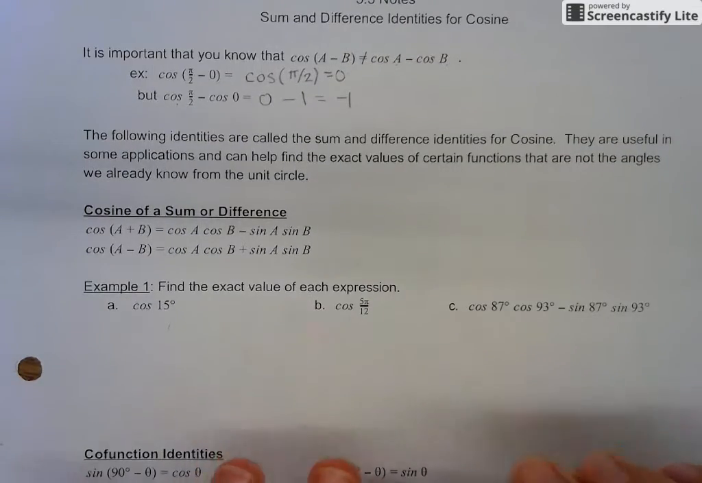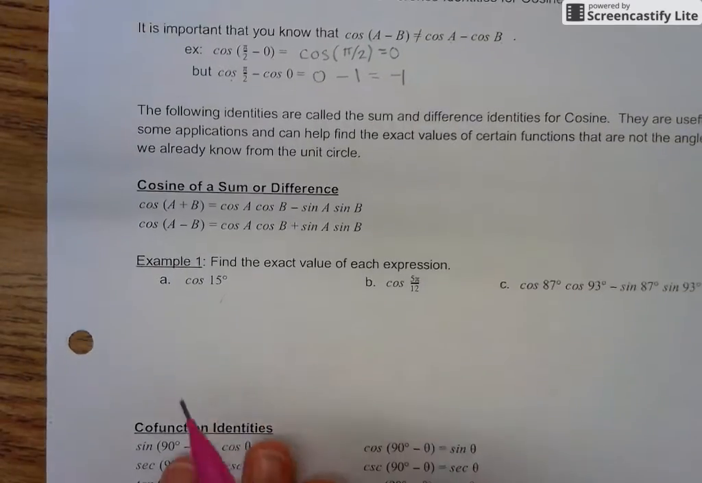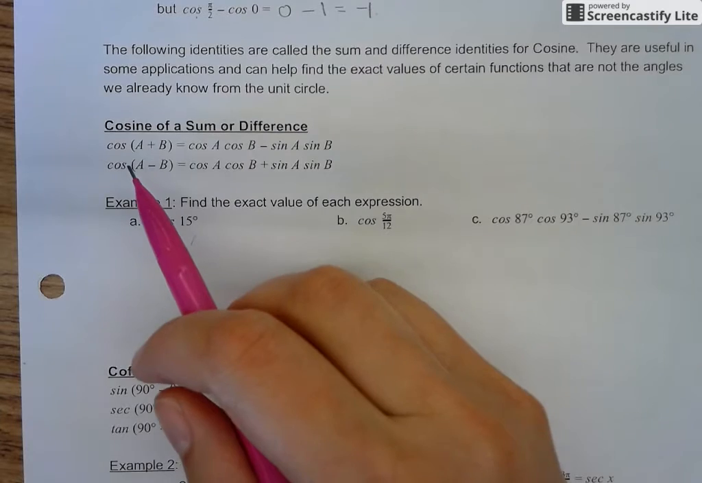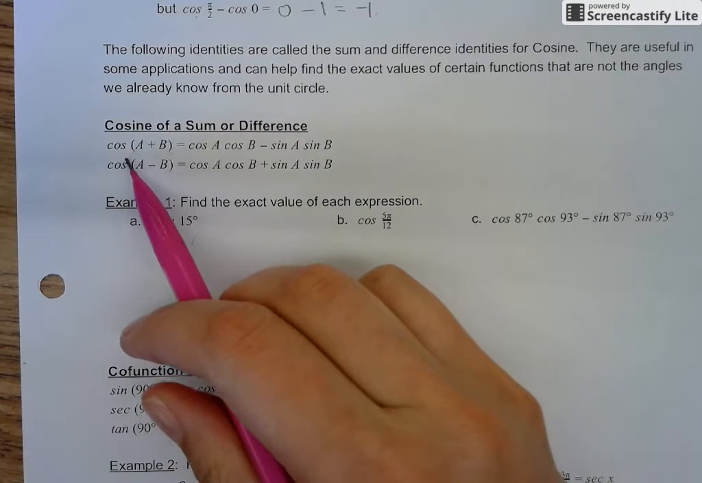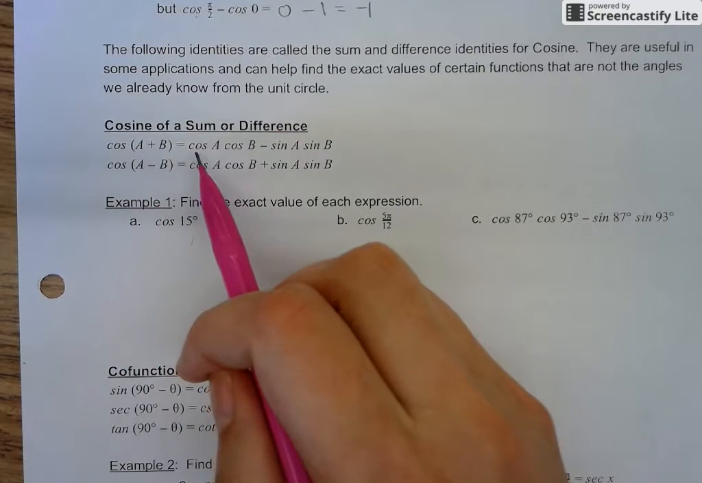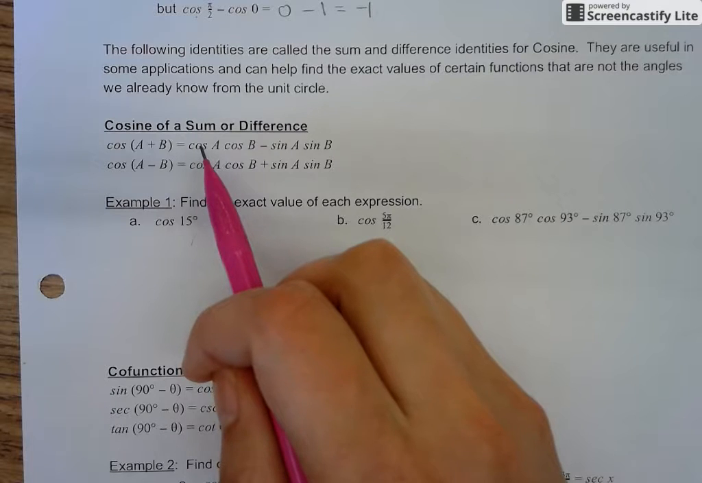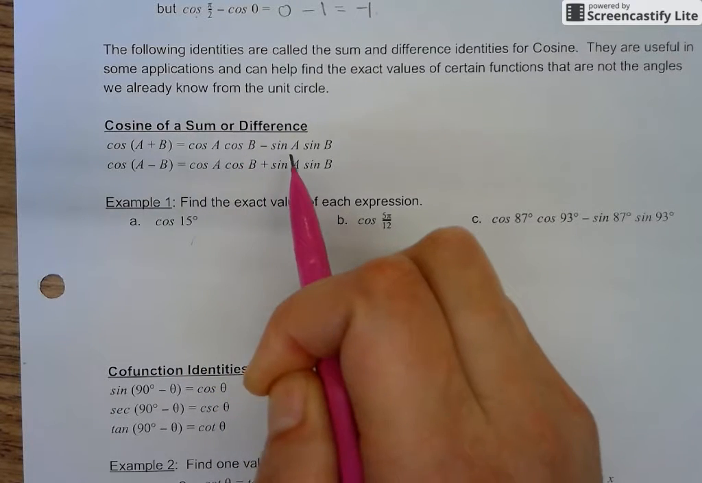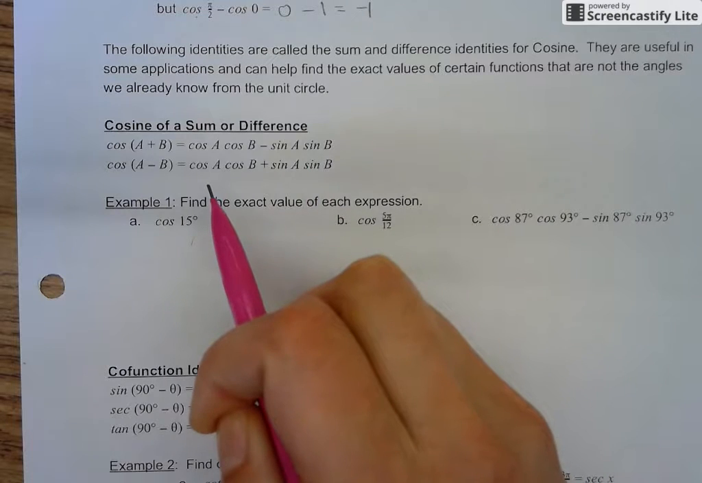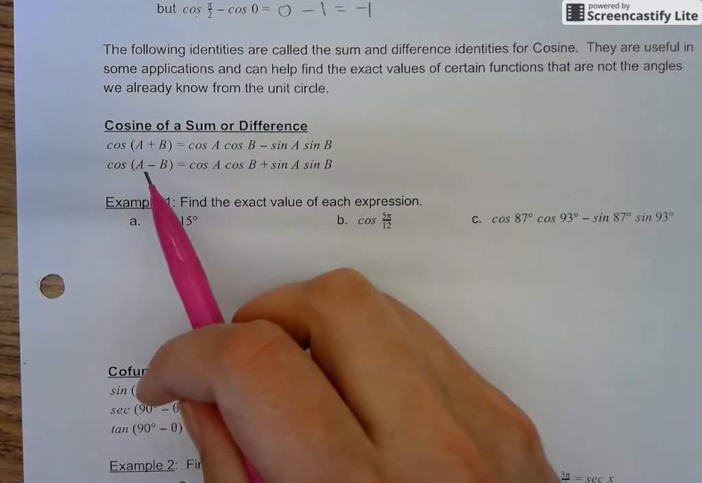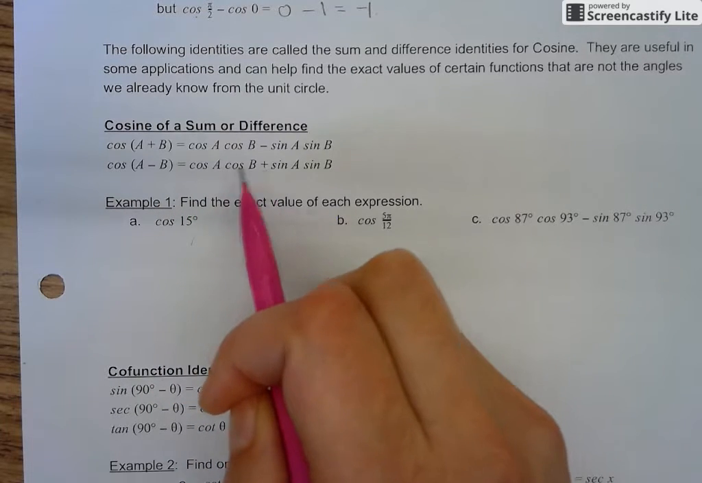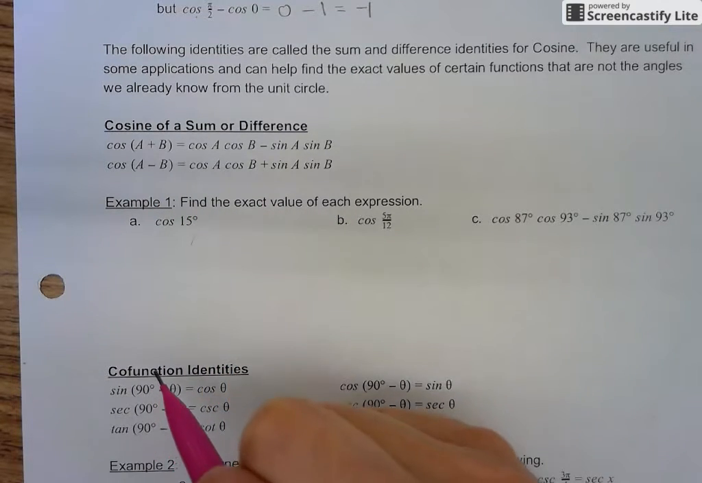So here are the two formulas. Again, these are on your formula sheet that you're going to have on your test, but you're going to have to be able to use them. The cosine of A plus B, the identity says, is equal to the cosine of A times the cosine of B minus the sine of A times the sine of B. It's almost the exact same formula for the difference, the cosine of A minus B, except that then you have a plus sign between the two things.